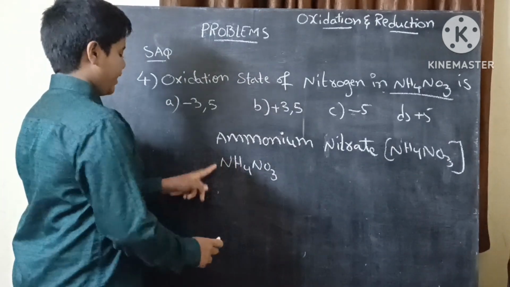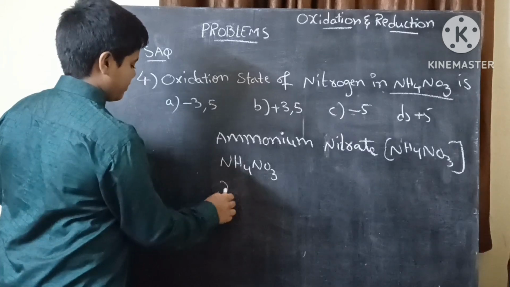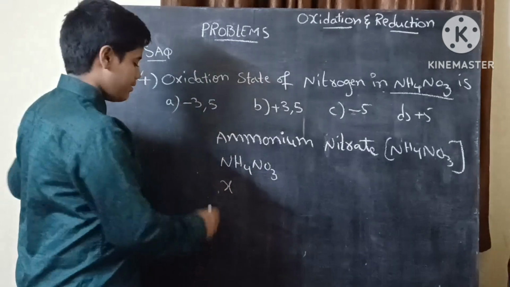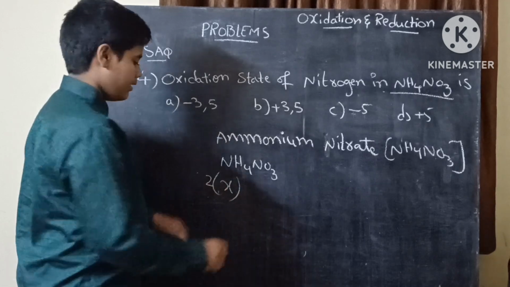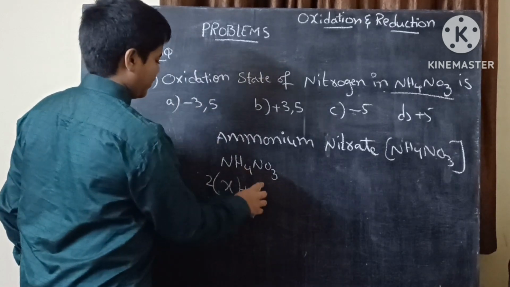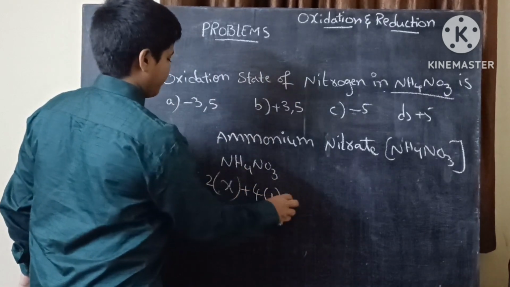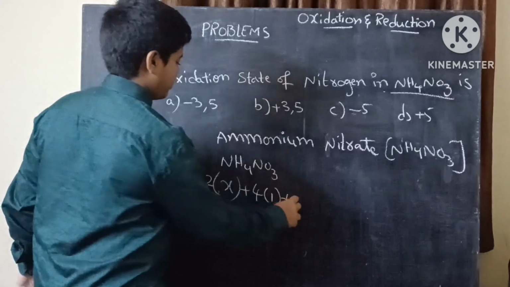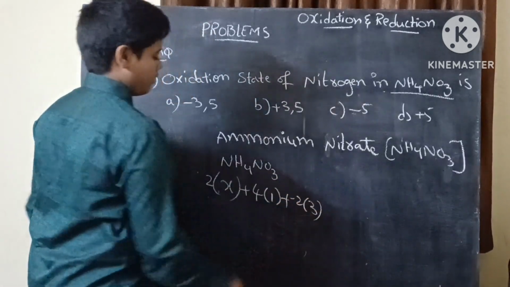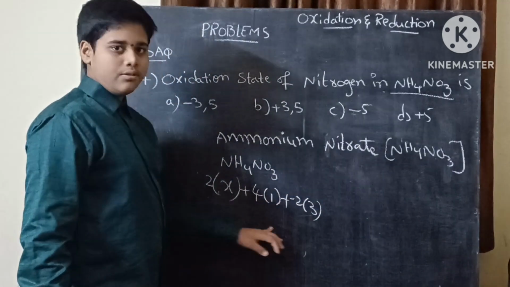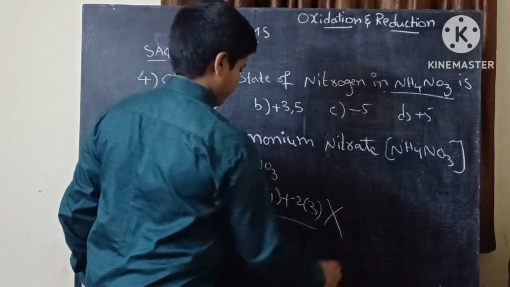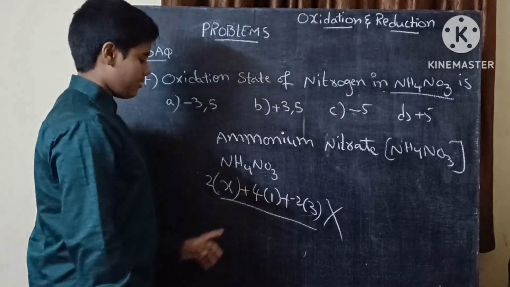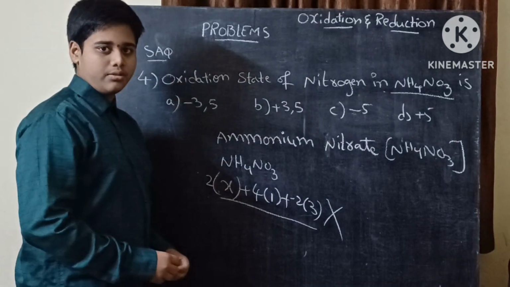So very commonly we do it like this. So 2 nitrogens are there, so x into 2 atoms, so 2x plus hydrogen 4 are there, so 4 into 1, plus oxygens 3 are there, so -2 into 3. Some commonly do like this process, but this is wrong. Okay, so this is wrong. We should not do it like this.